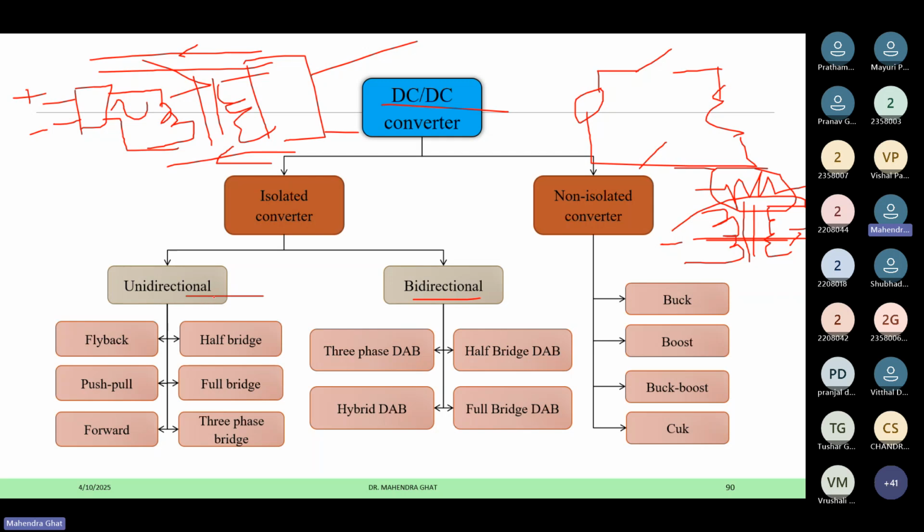Now in the unidirectional category, there are again different converter topologies which are used with an isolated converter. Some of the examples are the flyback converter, half bridge converter, push pull converter, full bridge converter, forward converter, and three phase bridge converter. So these are some of the types which are unidirectional but with an isolated converter.